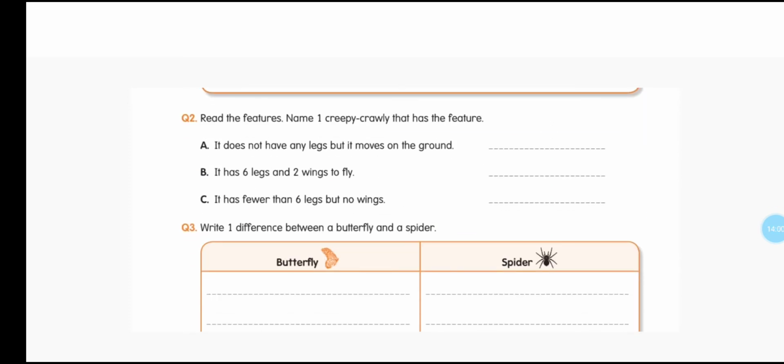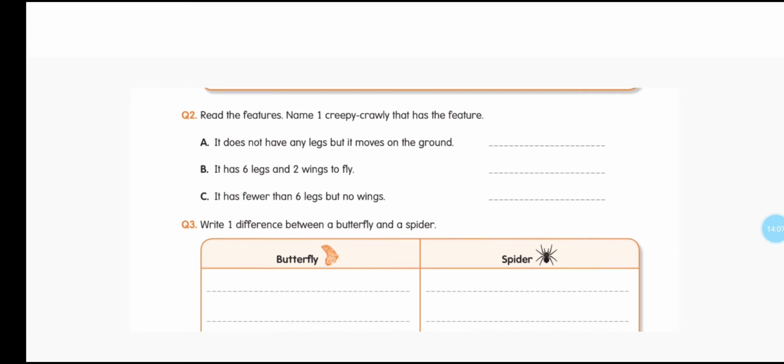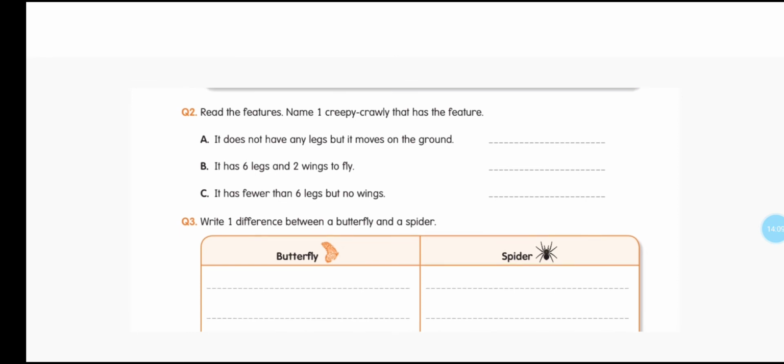And now read the features. Name one creepy crawly that has the feature. It does not have any legs, but it moves on the ground. So which creepy crawly is it? It is definitely a snake. It has 6 legs and 2 wings to fly. From the beginning you have seen the picture. That's the butterfly. Even grasshopper can fly. Even dragonfly, anything you can write.